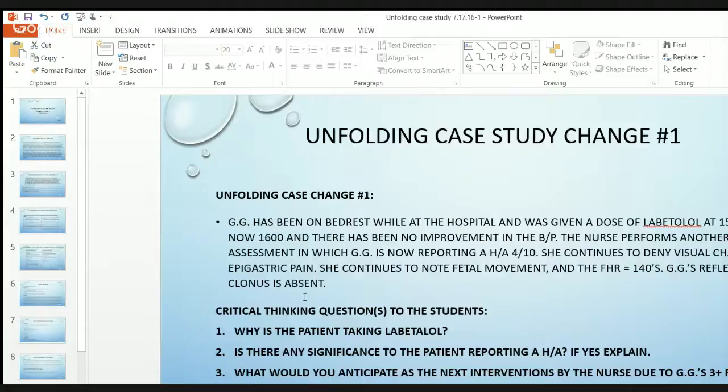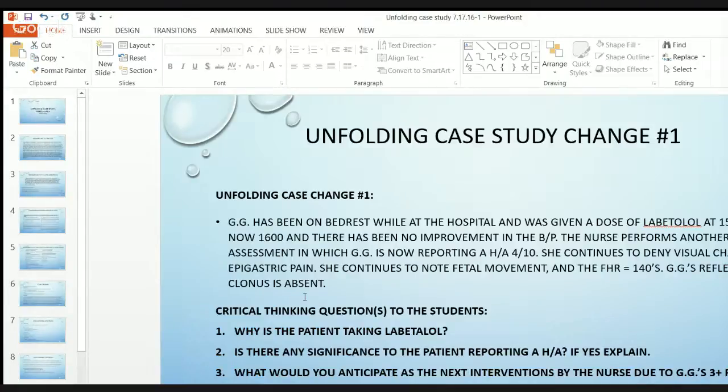Moving on to the unfolding case study change number 1. So when we look at it, Gigi has been on bed rest while at the hospital and was given a dose of labetalol at 1500. So again, this is going to be her second dose for the day. She was already taking it 3 times a day. It is now 4 p.m. and there has been no improvement in the blood pressure. The nurse performs another assessment in which Gigi is now reporting a headache of 4 out of 10. She continues to deny visual changes or epigastric pain. She continues to note fetal movement and the fetal heart rate is 140. Gigi's reflexes are 3 plus, clonus is absent.